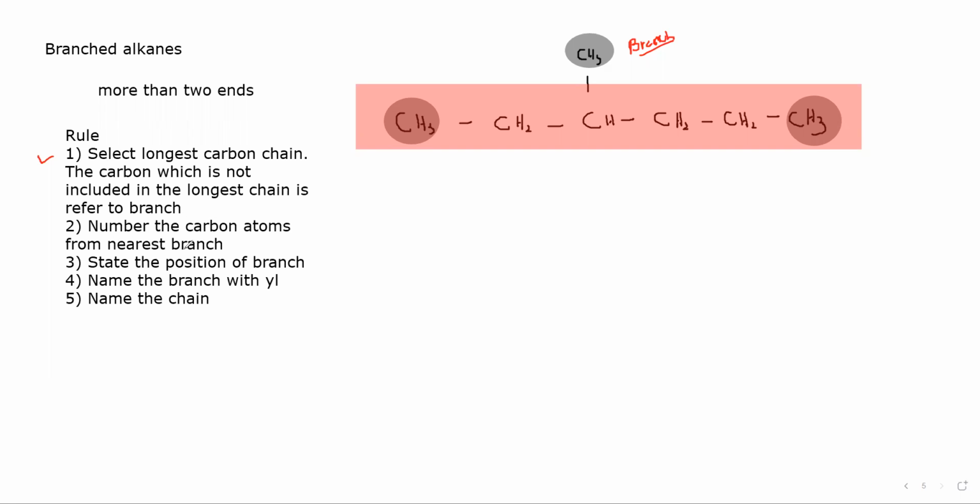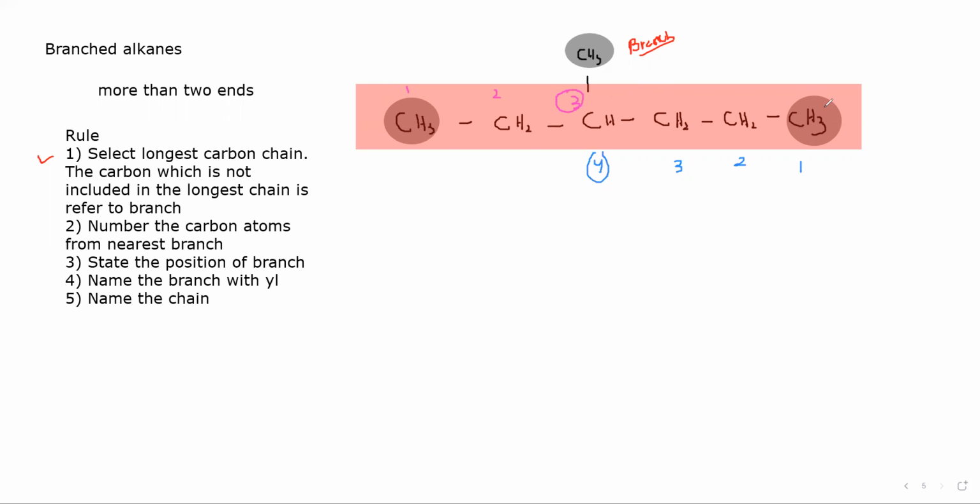Then number the carbon atoms from the nearest branch. So if I number this example, we have to number the carbon atoms in the chain. If I number from here, 1, 2, 3, 4, it means the fourth carbon has a branch. If I number from the left-hand side, 1, 2, 3, the third position has a branch.